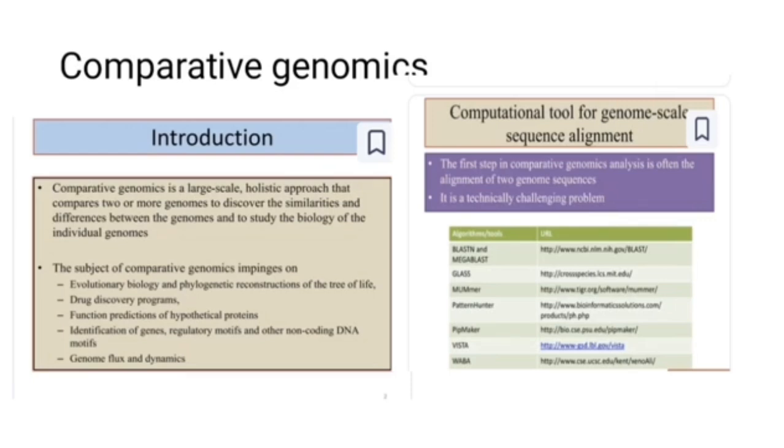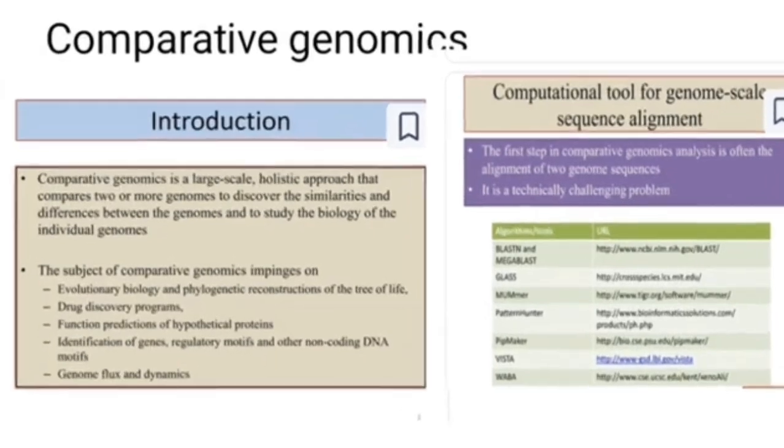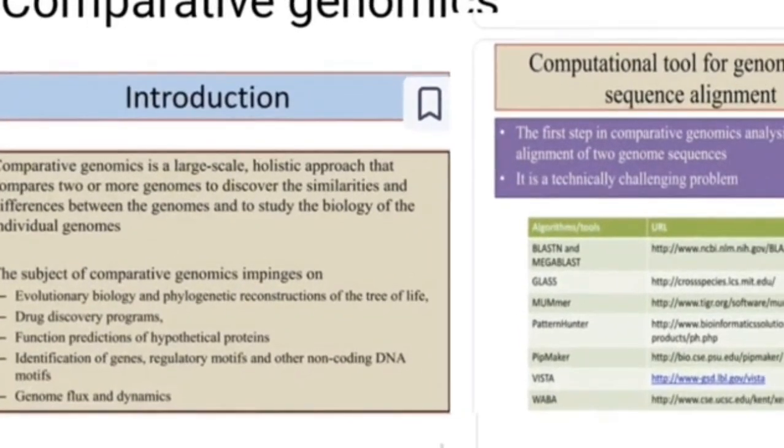Please, once you want to explain comparative, just say comparative genomics is a large-scale holistic approach that compares two or more genomes to discover the similarities and differences between the genomes and to study the biology of the individual genome. What is it based on? What is the basis of comparative genomics? Evolutionary biology and phylogenetic reconstruction of the tree of life, drug discovery program, function prediction of hypothetical protein, identification of genes. So this is the aim or the focus of comparative genomics.